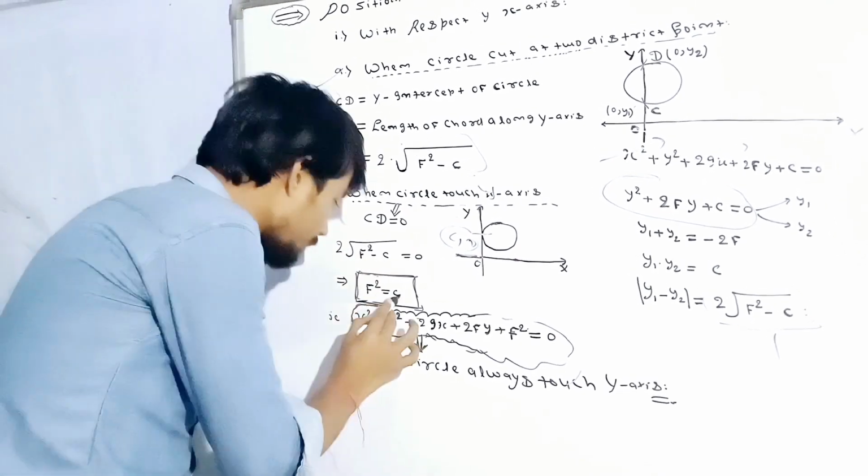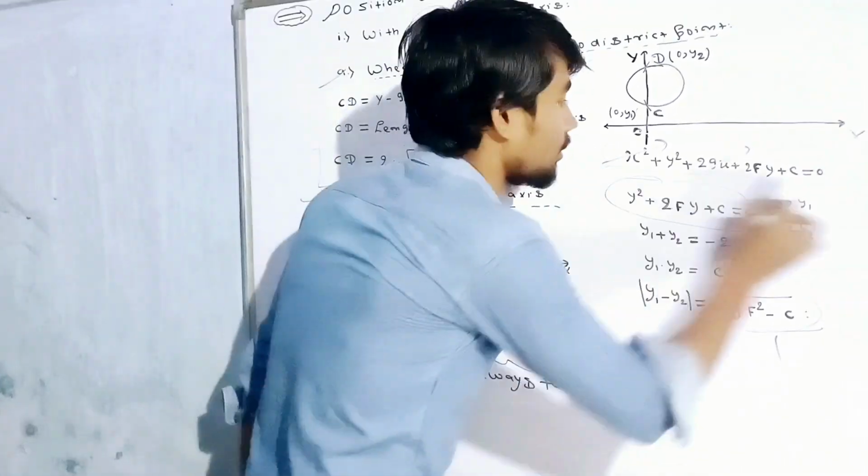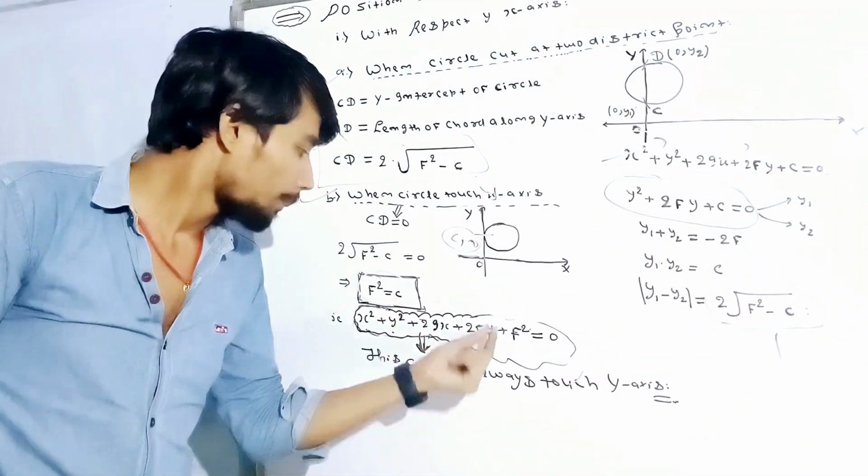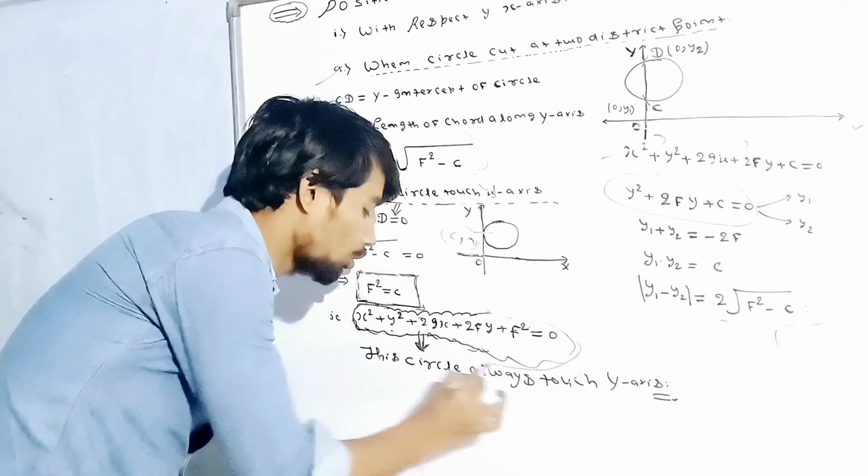Now, if c is equal to f square, put here, then you will get x square plus y square plus 2gx plus 2fy plus f square is equal to 0. This circle always touches the y-axis.